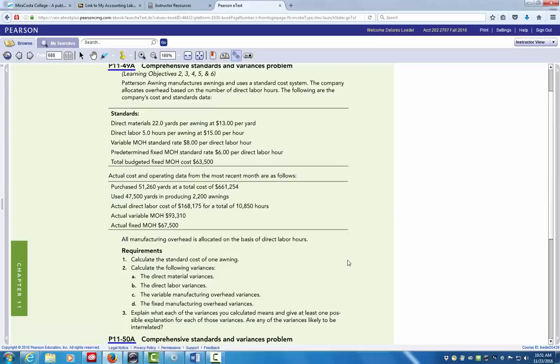Okay, now that you've read through all of the requirements, I'm going to switch over to the solution. The first thing we're going to do is calculate all of the variances. We'll do the standard cost of one awning first, then we'll look at all the variances, and then after we've completed that task, we'll look at some of the explanations for some of those variances in requirement number 3.